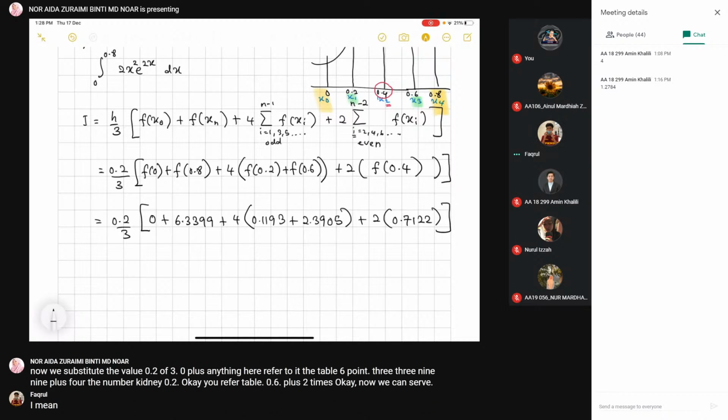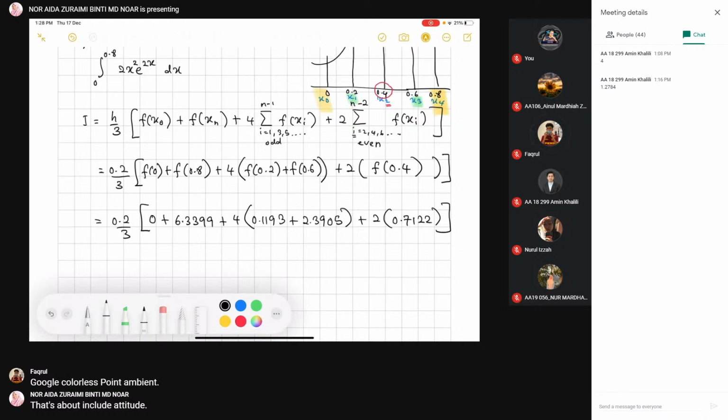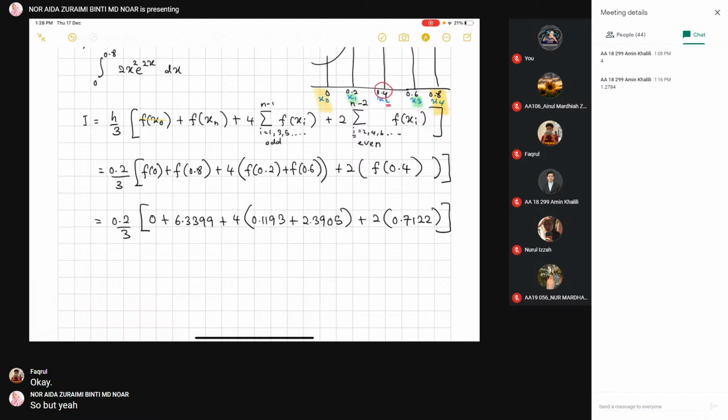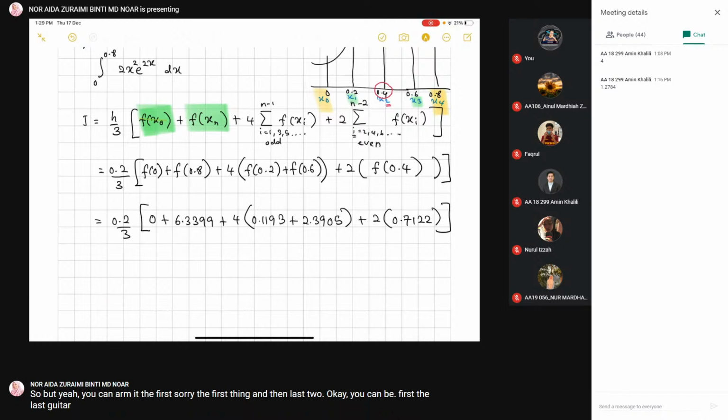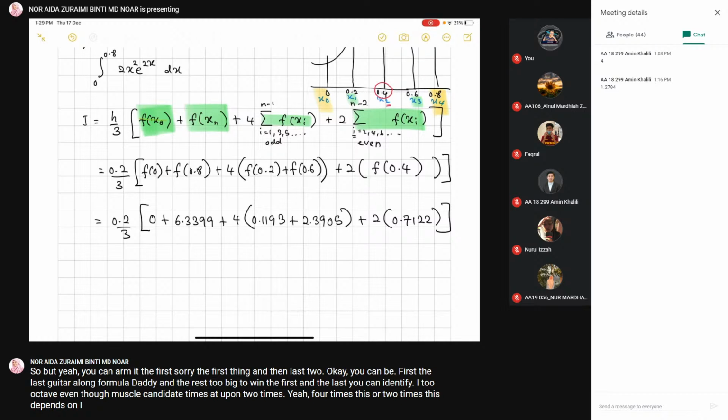Madam, kenapa yang even tak ambil x4? x4 tu last point. Oh, kalau last point tak payah ambil? Tak, sebabnya kita dah include dah titik tu. Dalam formula ni you kena ambil the first dengan the last, kita dah masukkan dah dalam formula. Jadi yang the rest between the first and the last, you kena identify i tu odd ke even untuk masukkan dekat 4 times ataupun 2 times. Ya. 4 times this or 2 times this depends on i between the first and the last point. Okay?